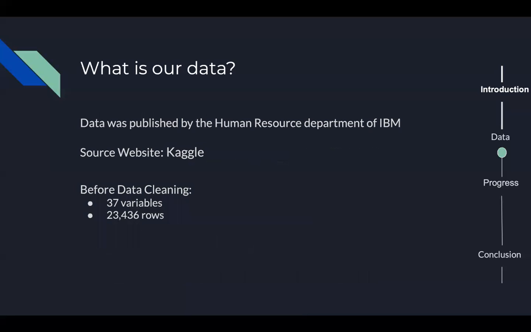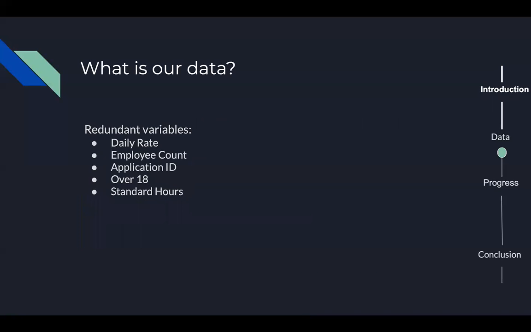So for the data background, the dataset that we used was published by the Human Resource Department of IBM. The download link is from the Kaggle website. Before we did the data cleaning, the data contained 37 variables and about 23,000 rows in total. So after we decided to use the dataset for this project, we determined to delete some redundant variables, including daily rates, employee counts, application ID, over 18, and the standard hours.